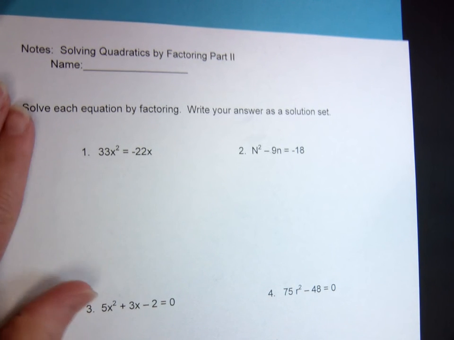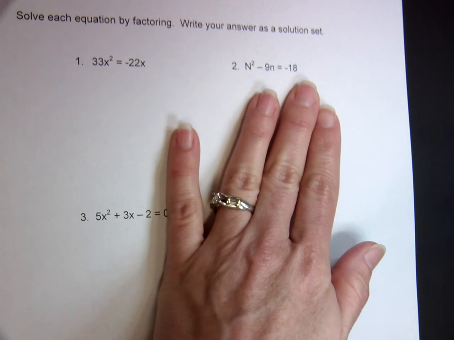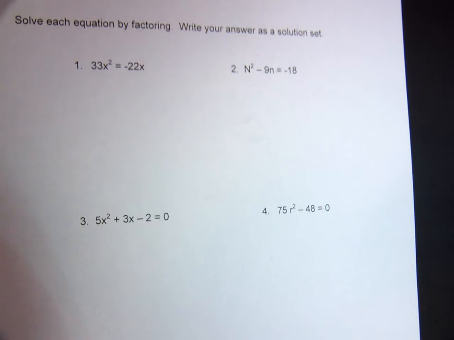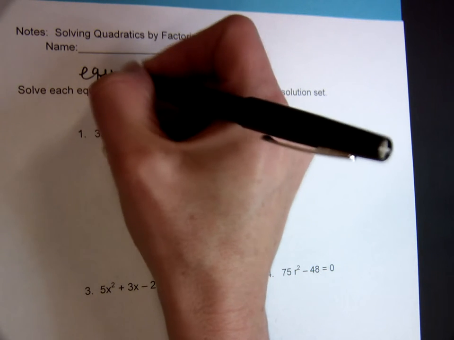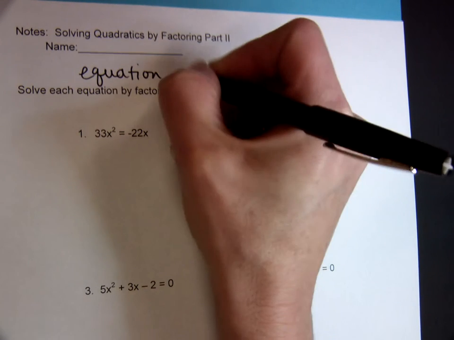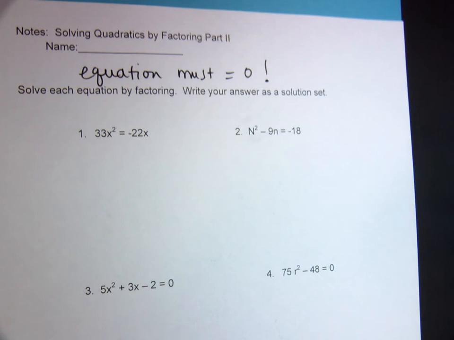Alright, so for today we are going to still solve quadratics by factoring, but what you see on the paper is that some of the equations are not equal to 0 like they were yesterday. So that's our difference today, or one of the differences today, is that our equation must equal 0 today.